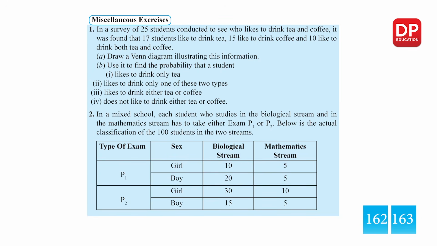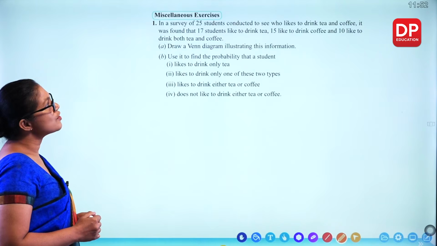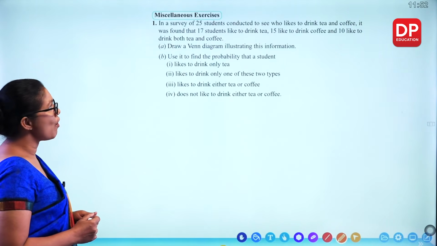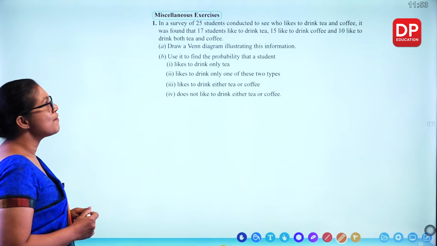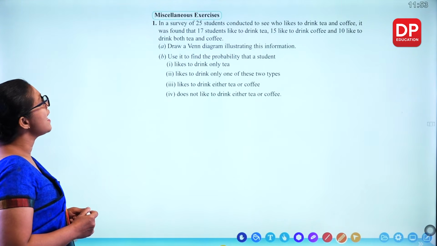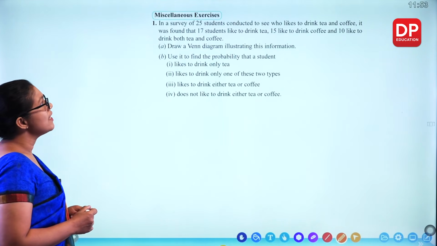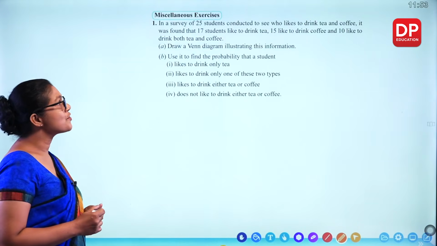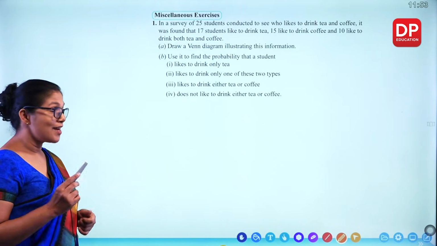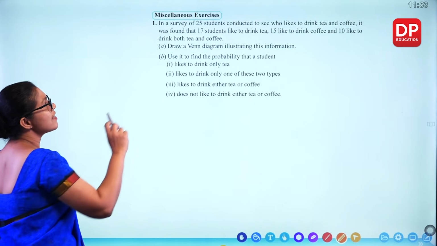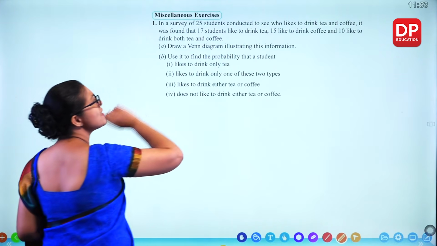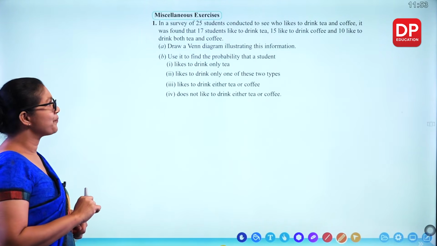Miscellaneous exercise. Question number 1. In a survey of 25 students conducted to see who likes to drink tea and coffee, it was found that 17 students like to drink tea, 15 like to drink coffee and 10 like to drink both tea and coffee. Draw a Venn diagram illustrating this information. Can you remember how to draw a Venn diagram?